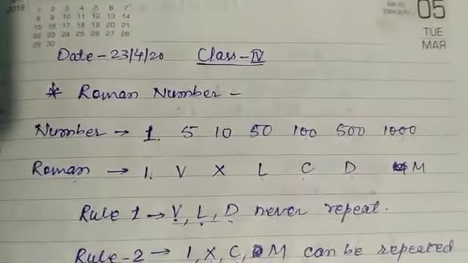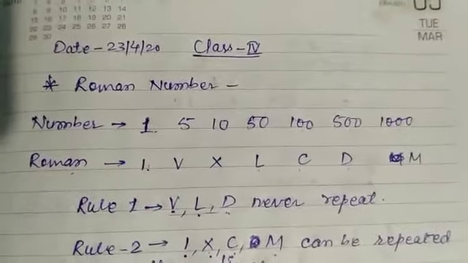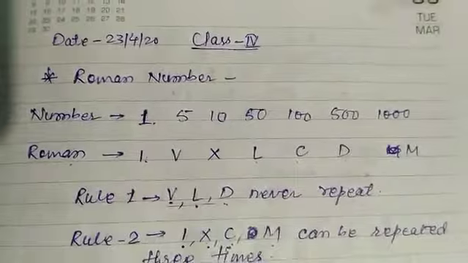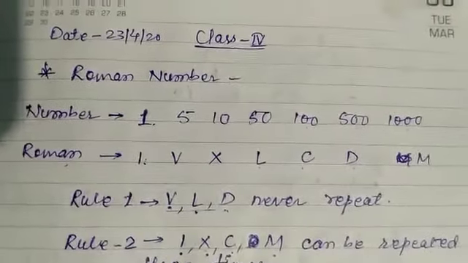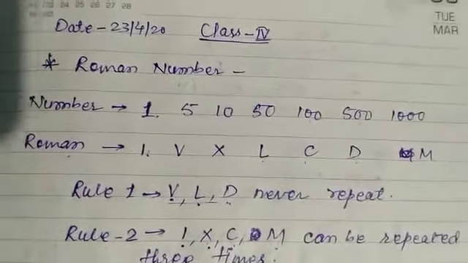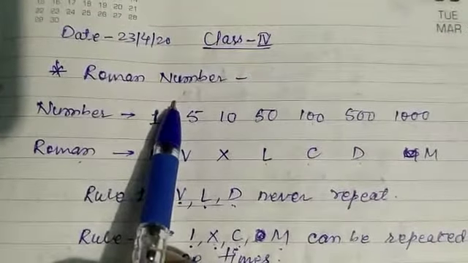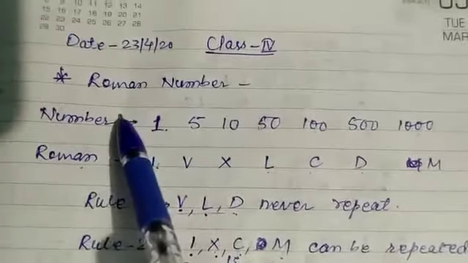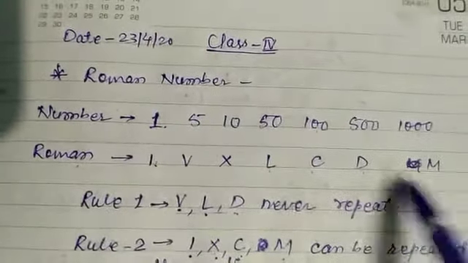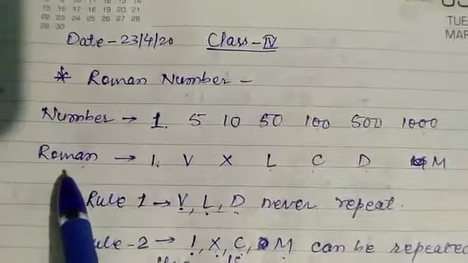In previous classes we have read comparing and ordering numbers and forming large numbers. Now today we will read the Roman numbers, where we can convert a number into Roman and Roman into a number. So I am giving a chart to use. Here is a number and here is a Roman.